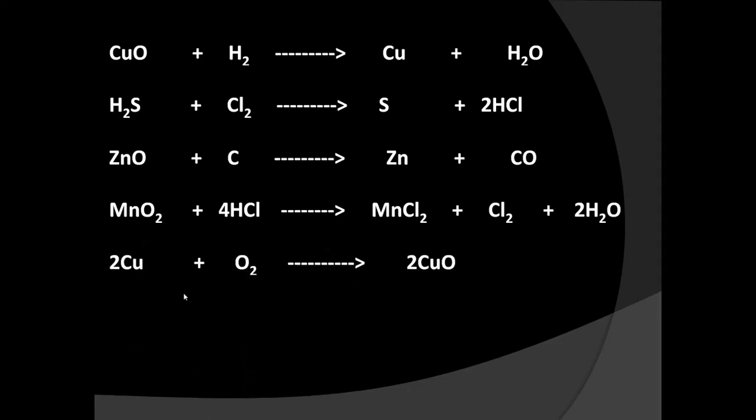One more example, copper and oxygen give rise to copper oxide, cuprous oxide. So here copper is gaining the oxygen, so it is oxidized. Oxidation reaction has taken place here. Again here you can see copper oxide reacts with hydrogen and gives rise to copper and water. Here copper oxide is reduced to copper and hydrogen is oxidized to H2O.